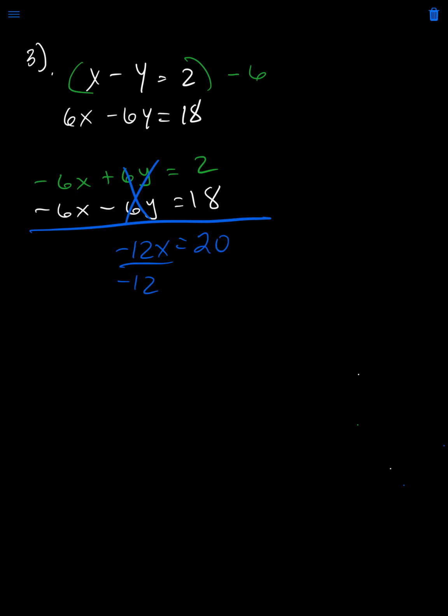Positive 6 plus negative 6 goes away. And negative 6 minus 6 is negative 12x. And 2 plus 18 is 20. Now I'm going to divide both sides by negative 12.